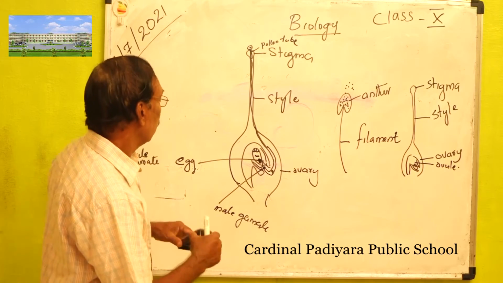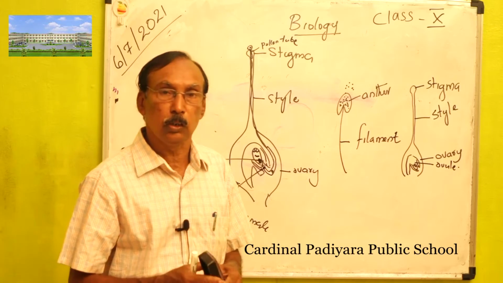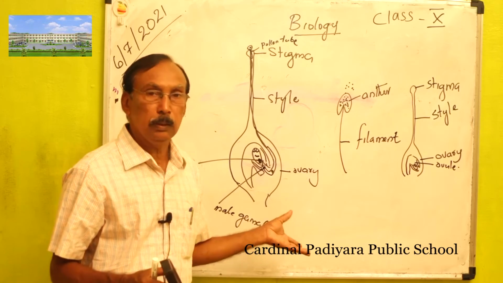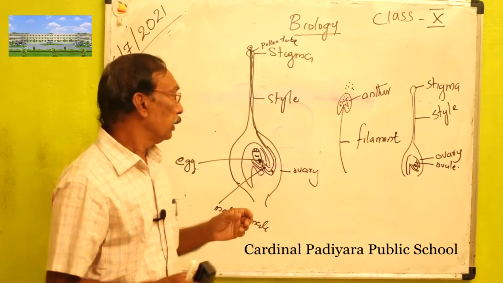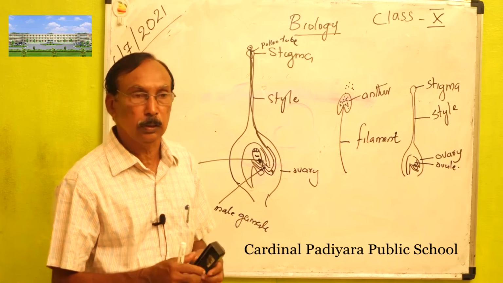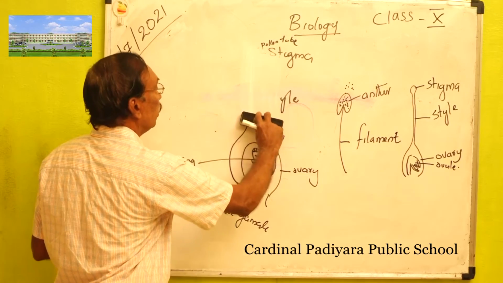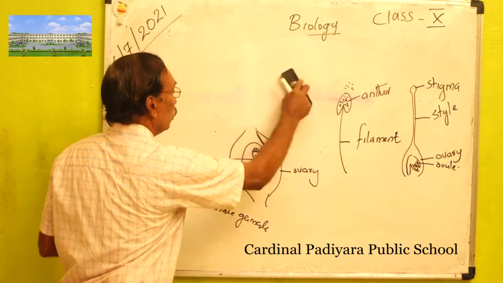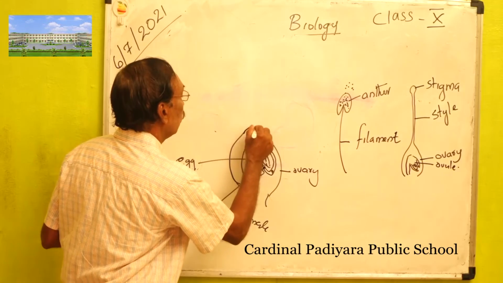After fertilization, what will happen? Usually in a flower, the sepal, that is the outer green part, will dry and fall down. Sepals and petals also will dry and fall down. The stamens also dry and fall down. And usually the style and stigma also dry and fall down.